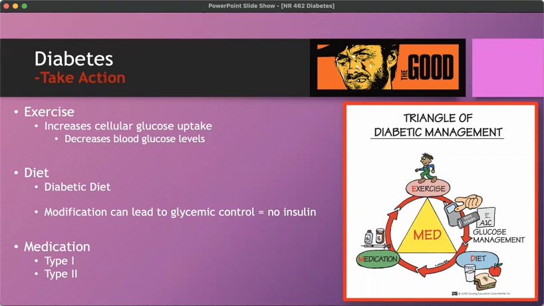Because if they're pre-diabetic and they can control their diet, their sugar intake and carbohydrate intake, they may not require medication management. They may not require insulin to control their diabetes. And then what kind of medications we can give. So pharmaceutical agents are the other good intervention that we can do for diabetic patients. They can help keep their blood sugar in that good range. And the main medication we use is insulin for diabetic patients.